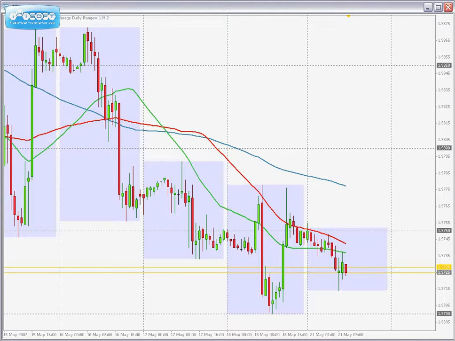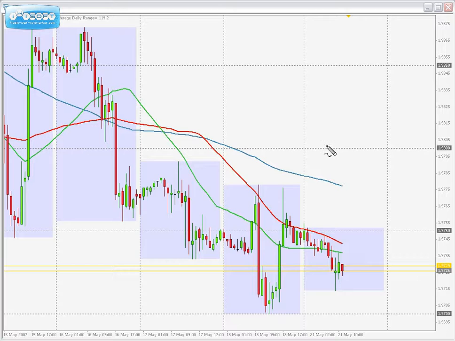I'm following what might be a typical London breakout scenario type of trade. Let me try to explain what I'm seeing on the chart. By the way, today is the 21st of May 2007 at 10 a.m. London time.